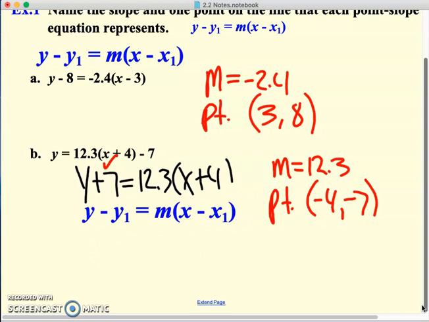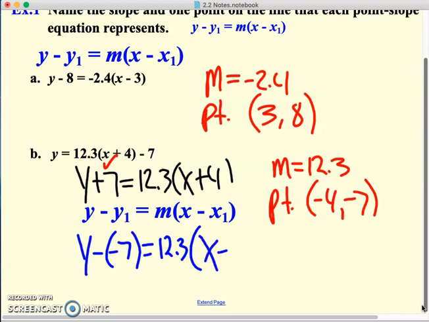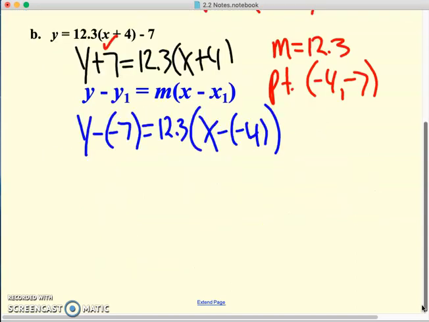Let's say that was my original point, and I asked you to plug it in. Here's how it would go if I plugged it in. I would go y minus, and then I'd put in my negative 7. Then I would go x minus, and I would put in my negative 4. And you guys should know from your basic algebra and even pre-algebra that minus and minus is a plus.